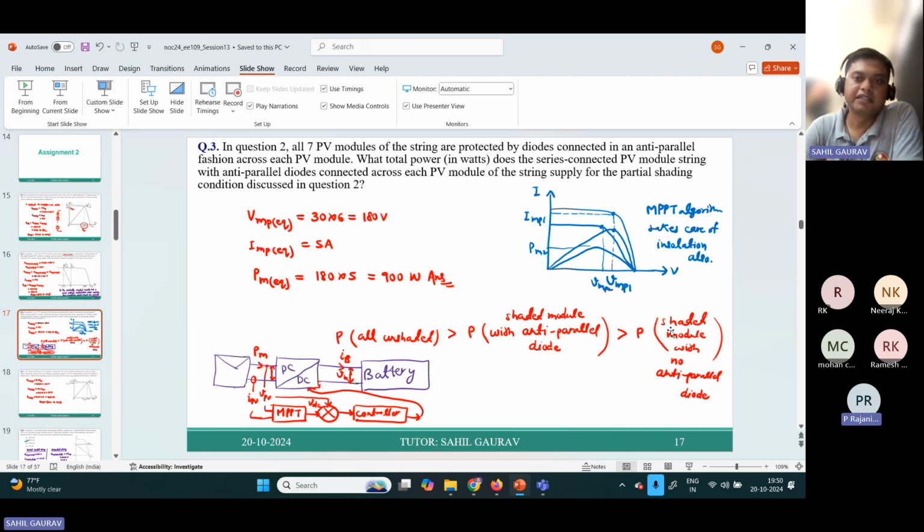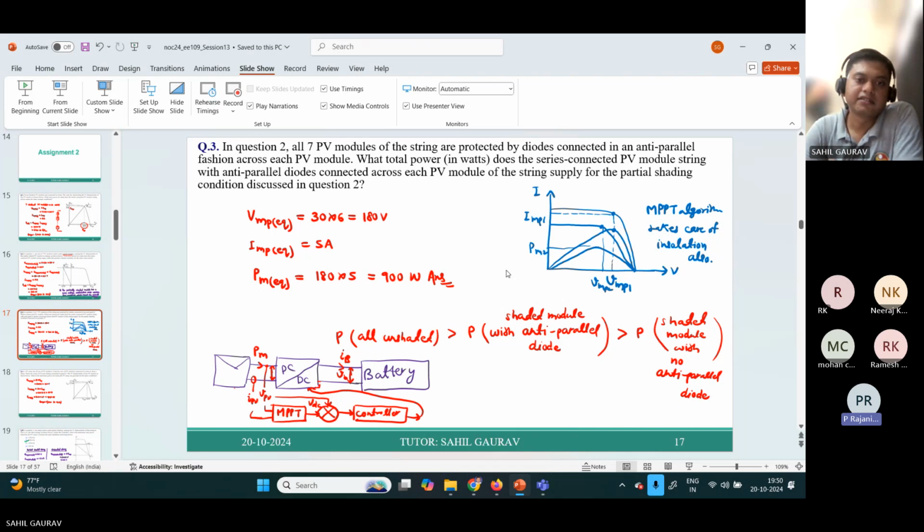Yes, if the insulation is changing at a faster rate, then your converter should respond at that scale also. If your converter is slow, then how will it track that power?